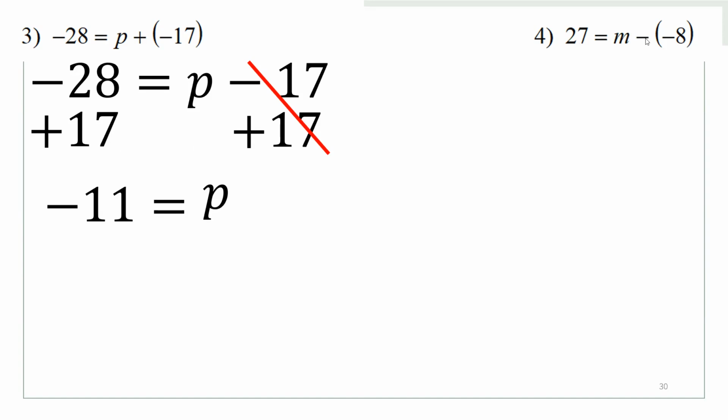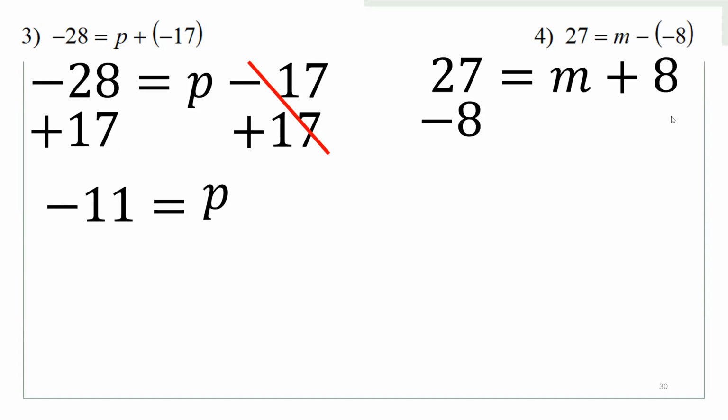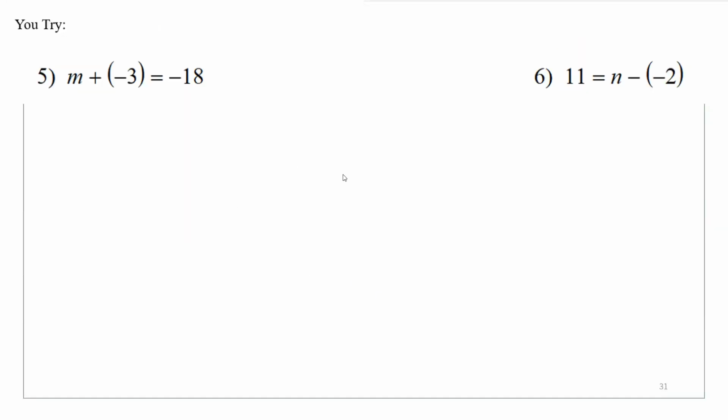27 equals m minus a -8. We're going to add it. M plus 8. How do you get rid of adding 8? We subtract it. 27 minus 8, 19. Of course, you can check. Put it in carefully, use parentheses. Your turn. Pause the video and try these two.